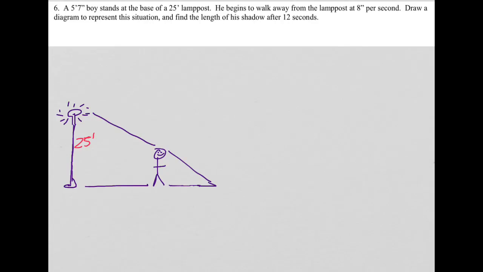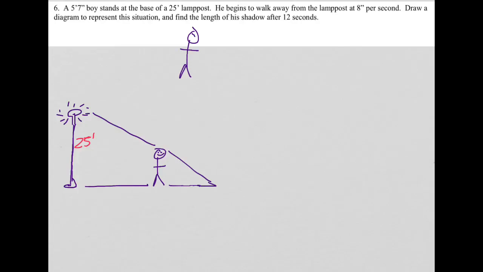Alright, problem number 6. A 5'7" tall boy stands at the base of a 25-foot tall lamppost. He begins to walk away from the lamppost at 8 inches per second. Alright, so let's first figure out how far this dude can travel in 12 seconds.